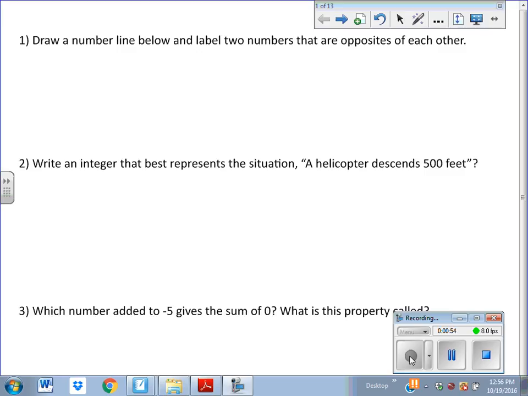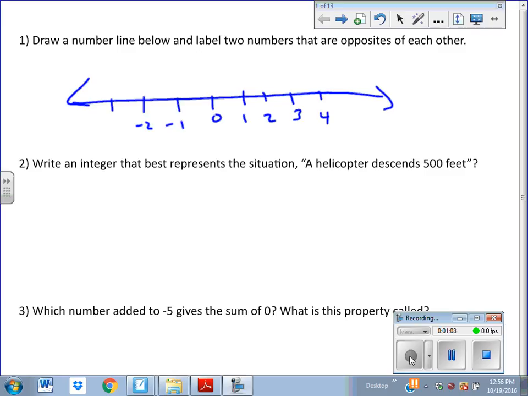Number 1, draw a number line below and label 2 numbers that are opposites of each other. In the review sheet, it doesn't matter what the numbers are. On the test, as long as you can identify a number that's opposite, then you are fine. So here's a number line, and let's plot some opposites. How about -2 and 2? So again, as long as you can pick a choice of a number that's opposite, you're fine.